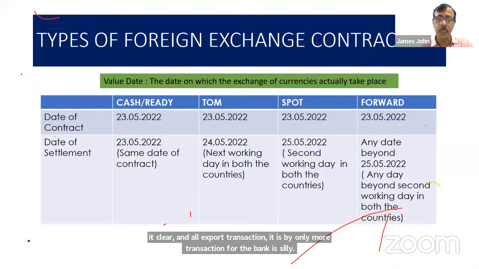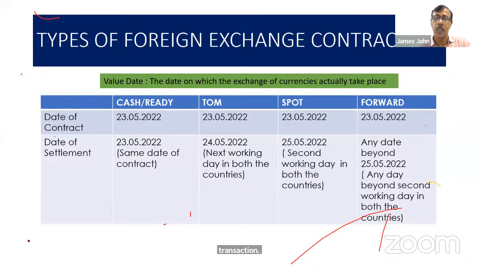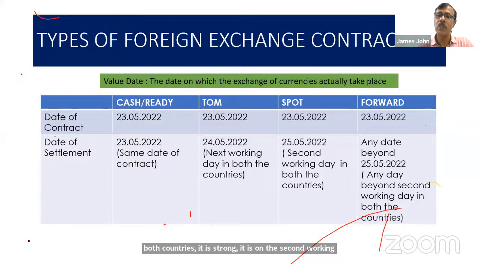There are 4 types of transaction: cash or ready, term, spot, and forward. You must be knowing it. If the date of settlement is on the same day, it is a cash or ready transaction. If the settlement takes place on the next working day in both the countries, it is term. If it is on the second working day in both the countries, it is spot. If it is beyond the second working day, it is forward. That is clear. So here, remember, it is the next working day.